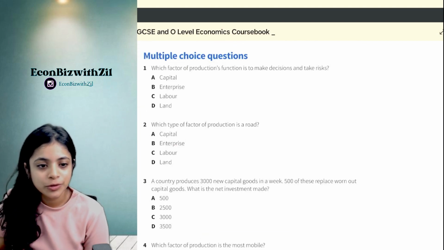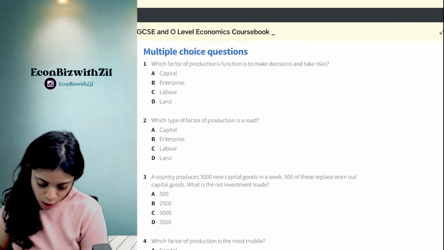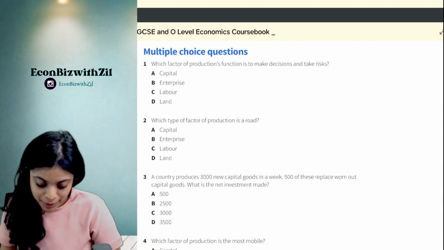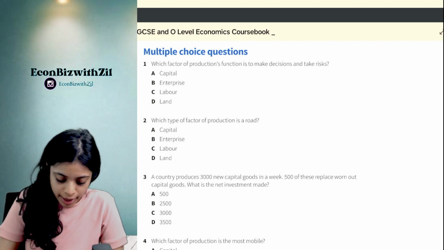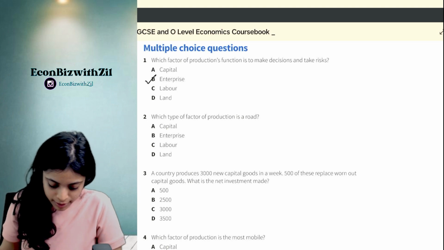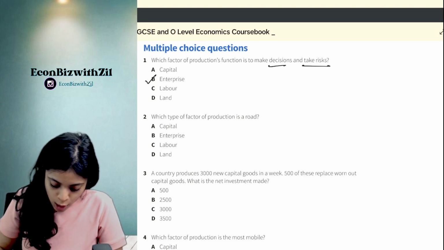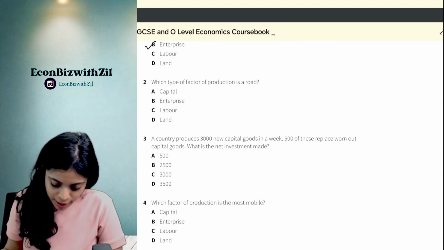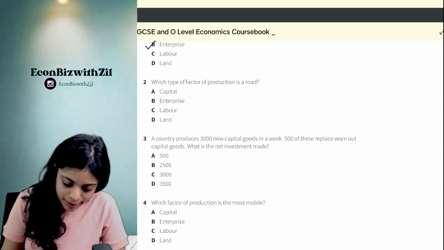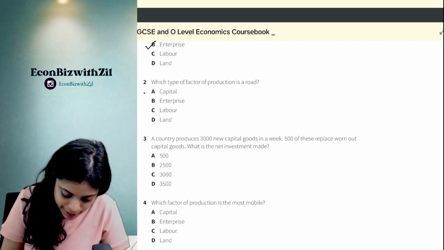Okay, so we'll just go through MCQs. I've just opened it. Which factor of production's function is to make decisions and take risks? We saw that there are two functions of enterprise, to make decisions and take risks. Which type of factor of production is a road? A road is a man-made resource, so thereby it's capital.